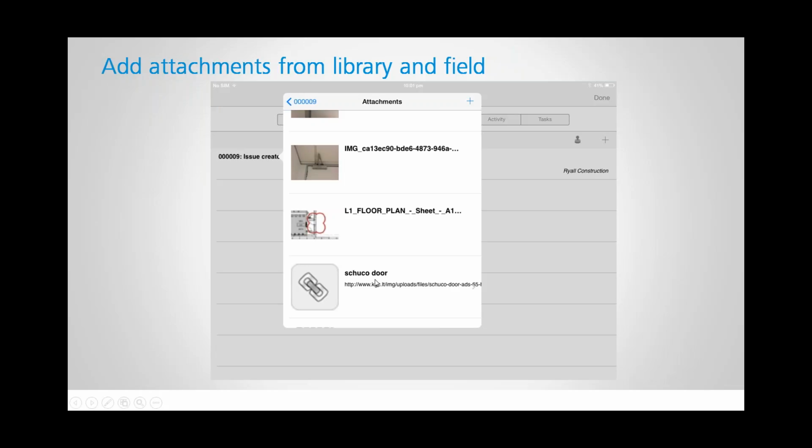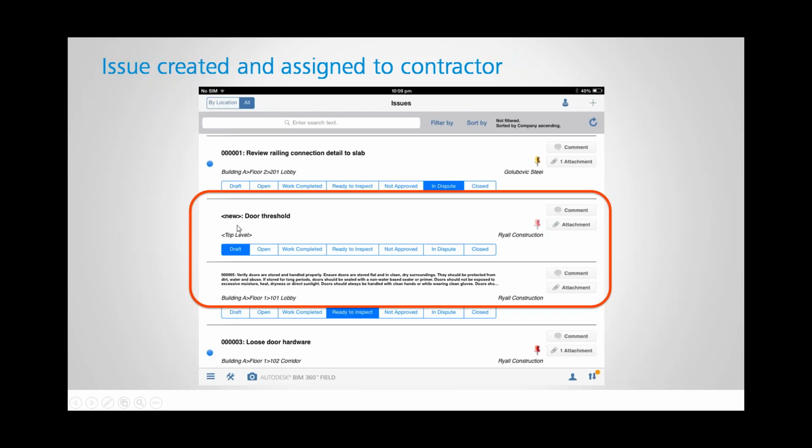So Schuko Doors, the German manufacturer, I can look up information about that door. I can go here, I've assigned it to Ryle Construction, I'll put a push pin in the floor plan, and this can be in the 3D model, and then I've set it to draft. So maybe I need to just double check and verify this information. I'm kind of not sure whether it's been looked at or whether it's right or not. I can create a draft, and it's going to give me a little pink push pin here.